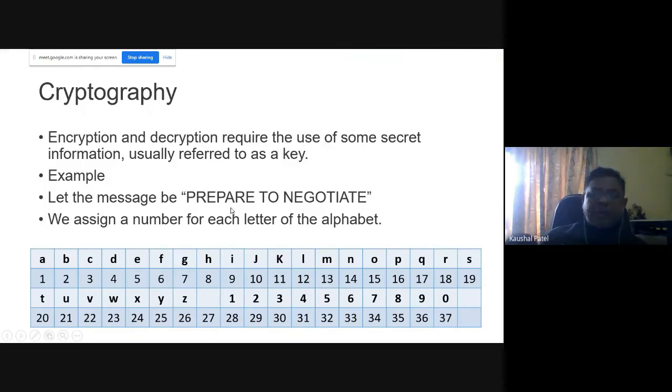Let's say we can have a space also, because this particular statement has a space. So we can have the space as number 27. There might also be strings that have numbers, so let's develop the numbers also: 1 2 3 4 5 6 7 8 9 0, which get 28 29 30 31 32 33 34, 35, 36, and 37. So now we are assigning a number to each character. Here we consider that 1, 2, 3 are not numbers, they are characters. A space is also a character, and it has been given number 27.